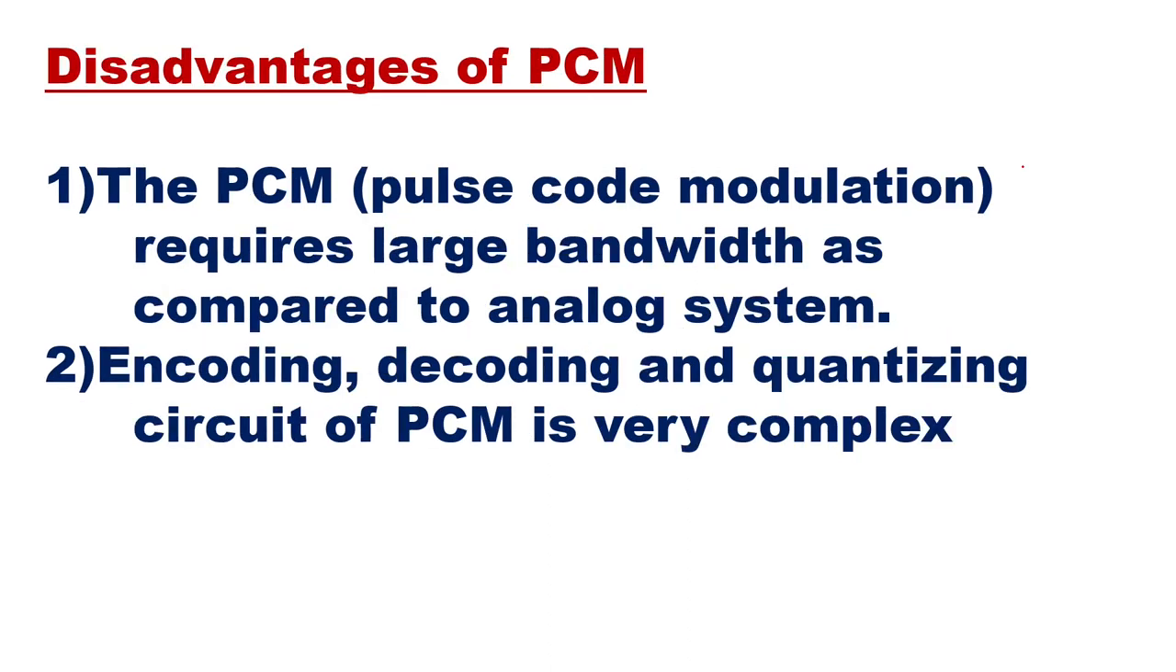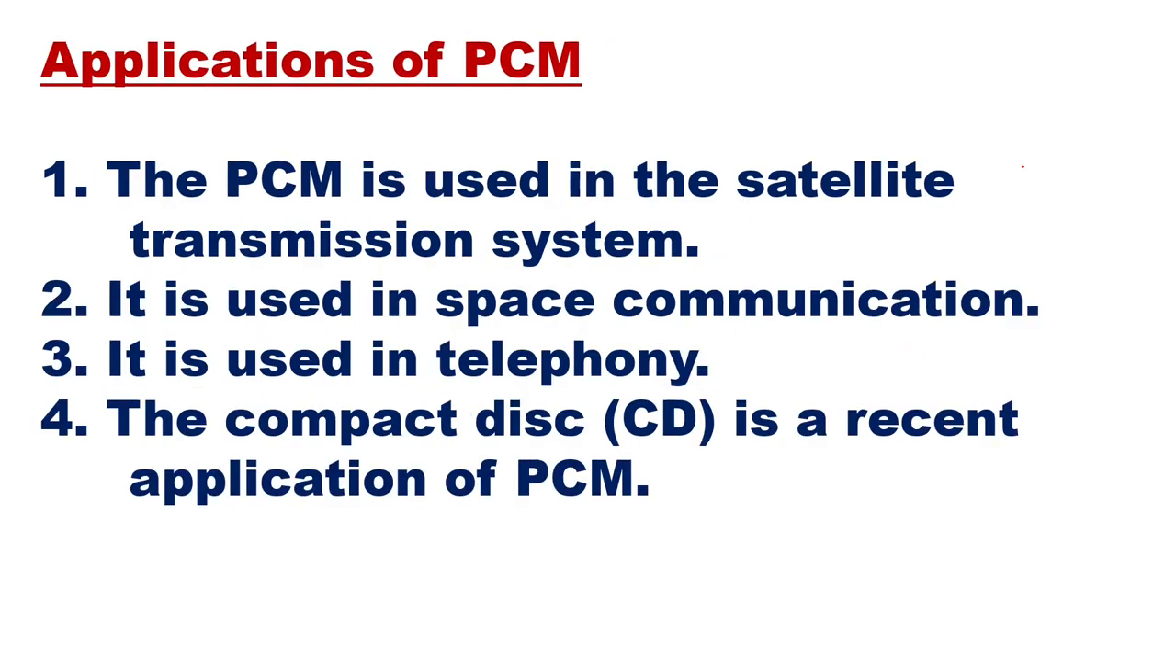Then we'll see the disadvantages of PCM. PCM requires a large bandwidth as compared to an analog system. The encoding, decoding, and quantizing circuit of PCM is very complex. It is not simple. So these are the disadvantages of PCM. Then if you see applications of PCM, PCM is used in satellite transmission systems. It is used in space communication. It is used in telephony. It is used in CD, that is compact disc, which is a recent application of PCM.